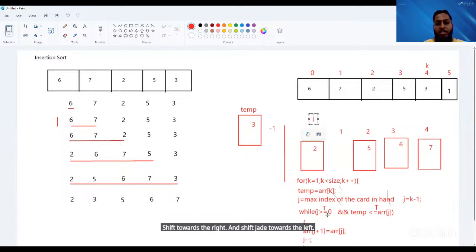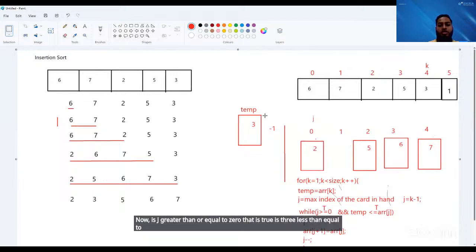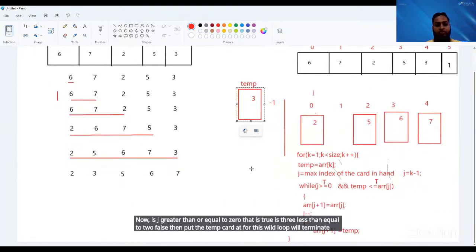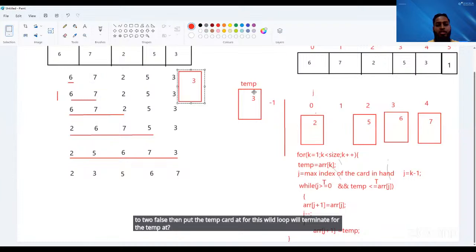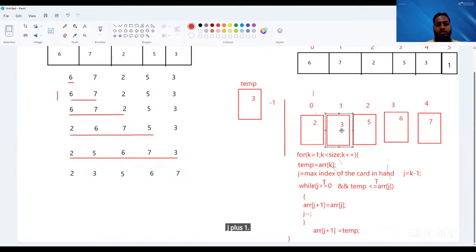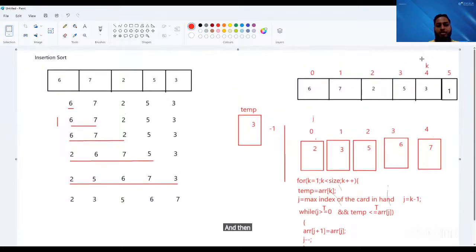Now is J greater than or equal to 0? That is true. Is 3 less than or equal to 2? False. Then put the temp card at, because this while loop will terminate, put the temp at J plus 1. So 3 comes over here. And then the outer loop increments, and it comes over here, less than or equal to. So 5 is less than 6. There are 6 elements now.